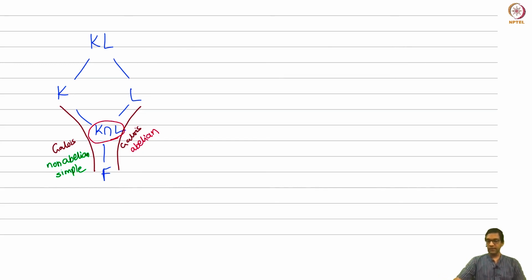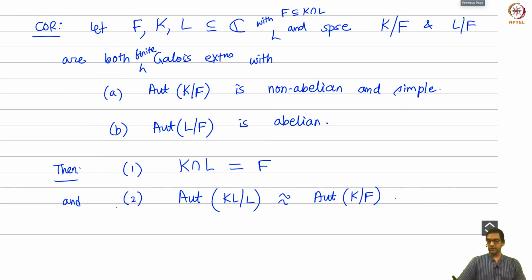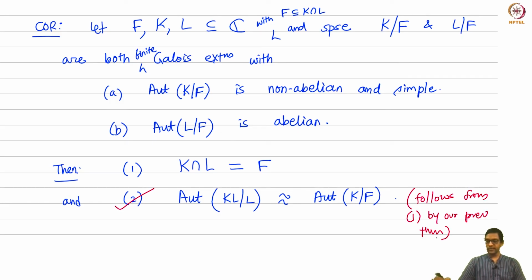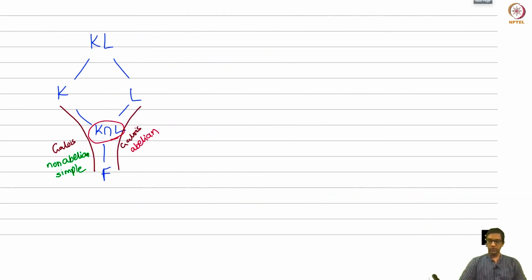And the second part of the theorem, observe, is a corollary to the first one. This follows from 1 by our previous theorem, because the previous theorem said that the automorphism group of KL over L is exactly the automorphism group of K over K intersection L. So we just need to establish this. It's enough to prove 1, the first part of the theorem.